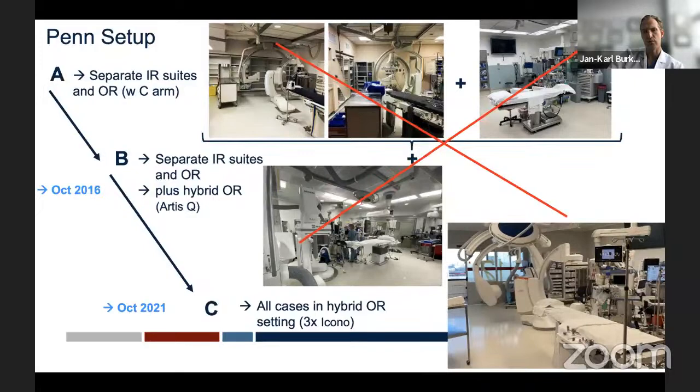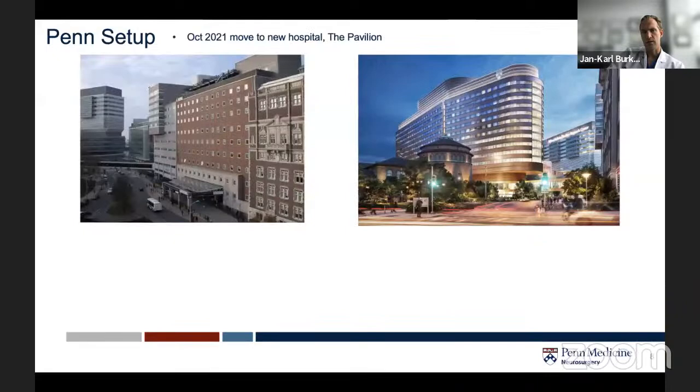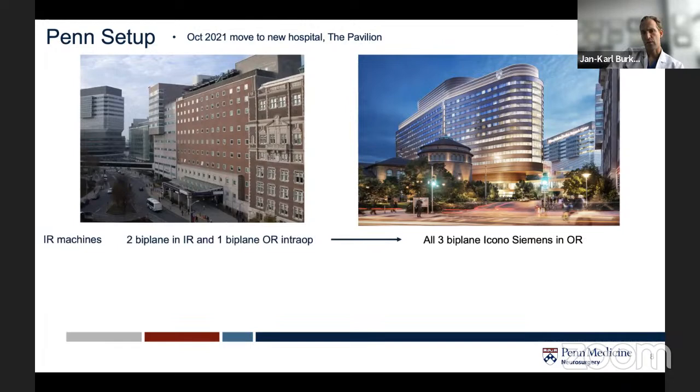That came about because we switched our whole service to a new hospital, the Pavilion, as you can see here on the right side. We moved from an older hospital to a new one, and the new concept was to streamline all the procedures. Instead of having separate IR suites, we incorporated them into the OR. So neuroradiology and neurosurgery share these rooms in the OR setting. Again, three biplane Icono Siemens machines instead of two biplane in the IR setting and one biplane intraoperatively.